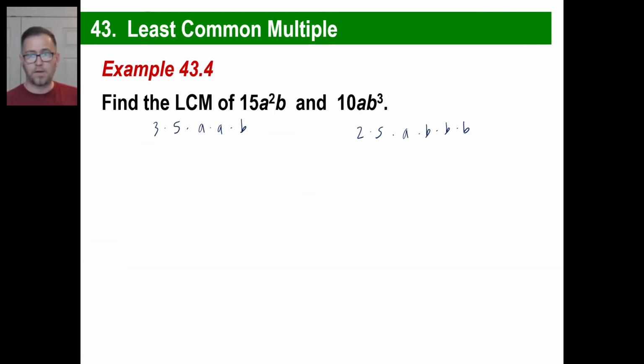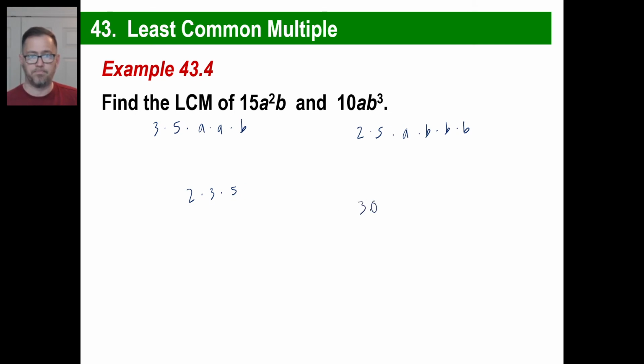Well, you tell me what I'm going to choose now of just the numbers. Which has the most 2's? 10. There's a 2. Which has the most 3's? 3 there. Which has the most 5's? Oh, they both have a 5. So I'll choose that. So 2 times 3 times 5, 30.